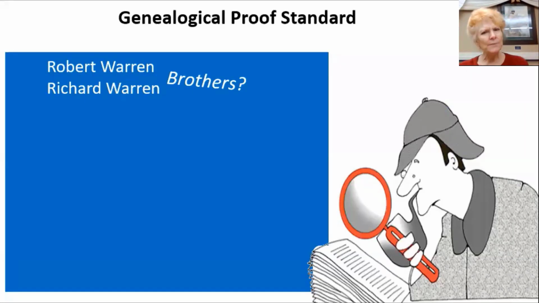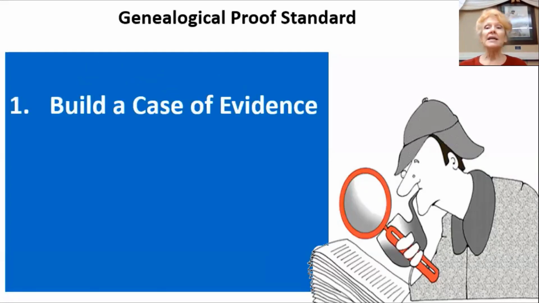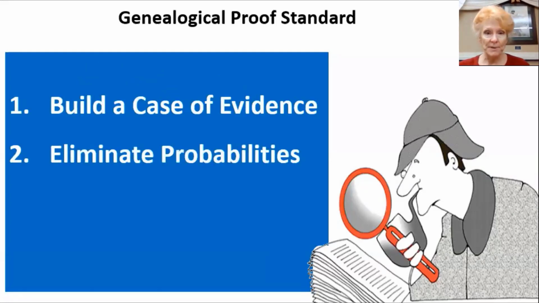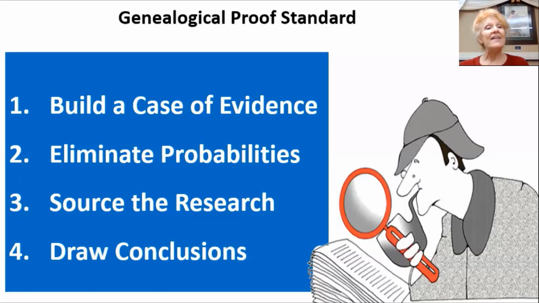After you do a reasonably exhaustive search, build a case with evidence, then eliminate the probabilities that cannot be proved. Source your research you discover. We'll discover sourcing research later. And then draw conclusions. Like my ancestor, Robert Warren, is not related to Richard Warren. Add him to my research to-do list.